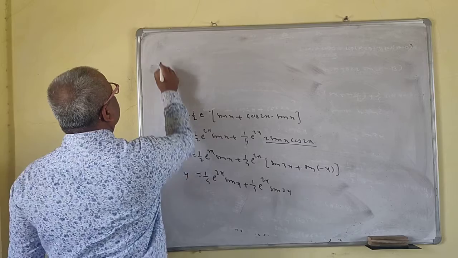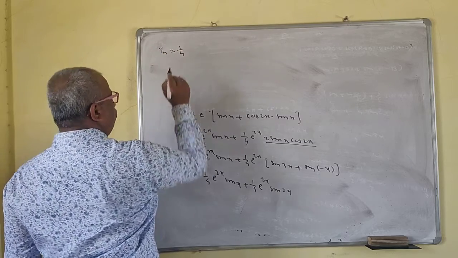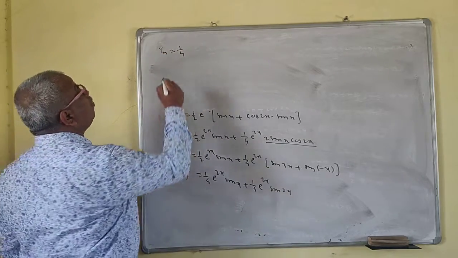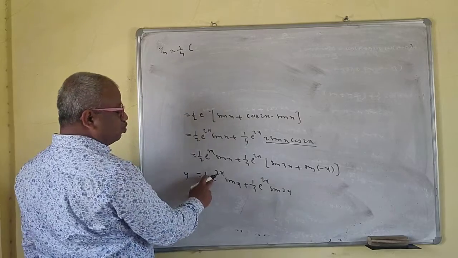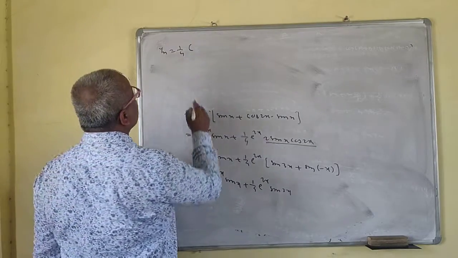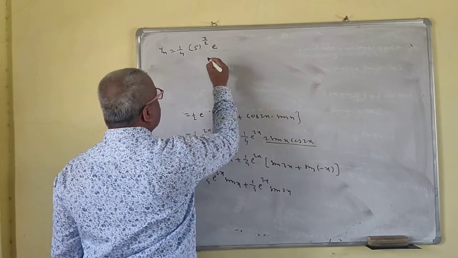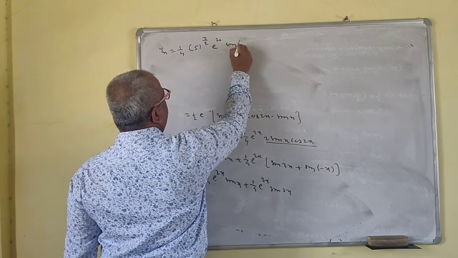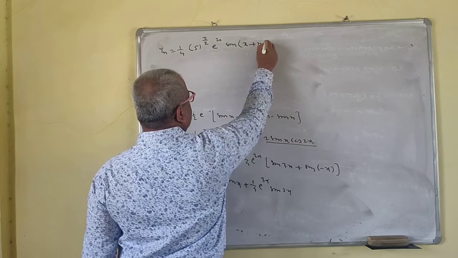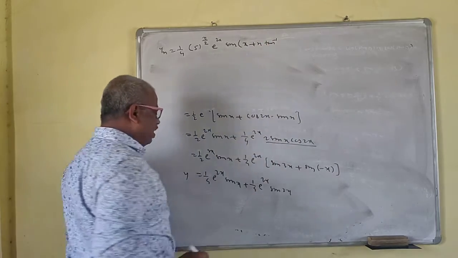This is your yn. So yn is equal to 1 by 4 will be as it is. A square plus b square. So your a is 2. So a square is 4. 4 plus 1 is 5. 5 raised to n by 2. E raised to whatever this is as it is. Sin of angle will be as it is. Plus n tan inverse of b by a.